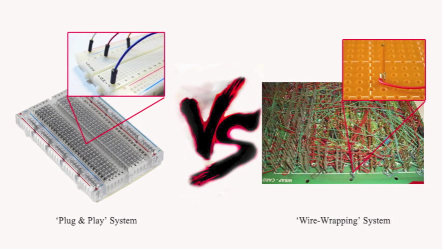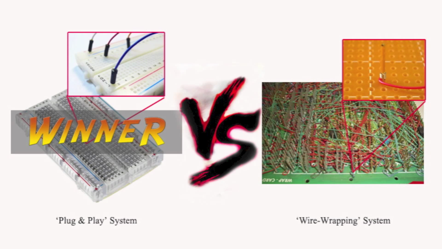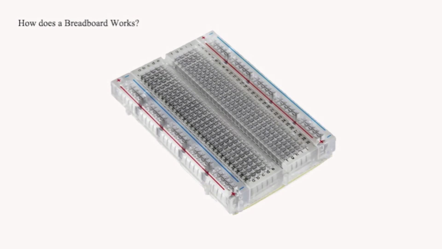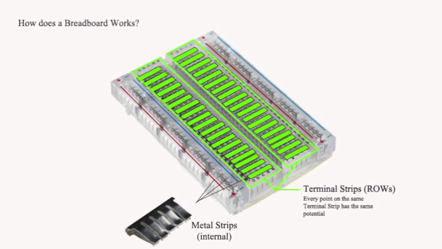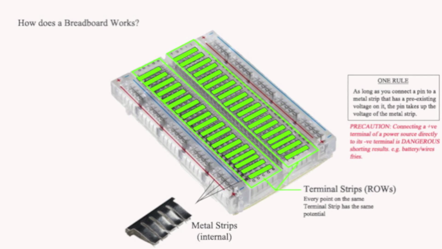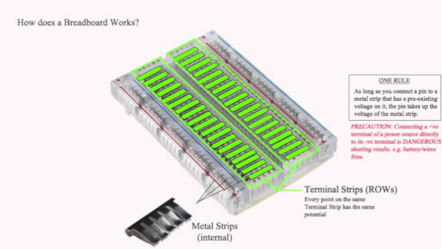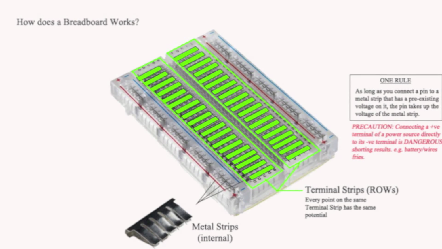In the 1960s, people used a technique called wire wrapping, where they wrap wires around conductive posts that are connected to each other in series and separate lines. The interface has been improved to a plug-and-play system. So, here's the breadboard. Inside the breadboard, there are conducting strips in the form of rows and columns. At every point in the strip, the potential is the same. Whenever you insert an end of the component into a hole, it takes up that potential of the conducting strip.